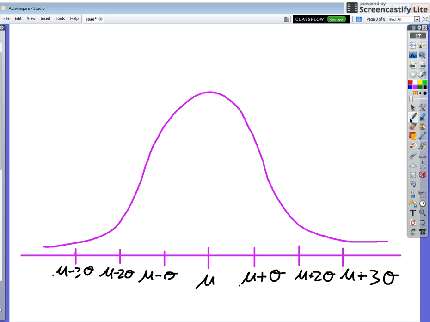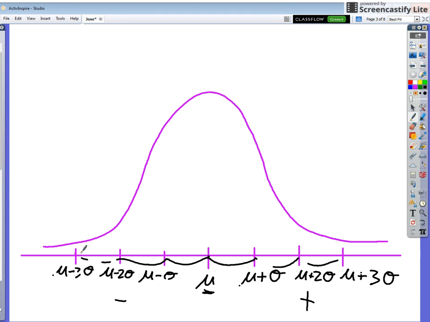When we're creating a normal distribution curve, we see that the mean is in the middle, and then we have our standard deviation. To the right, we're adding, and to the left, we're subtracting. Each one we add is one standard deviation, then standard deviation times 2, and standard deviation times 3, and the same thing for the left side.